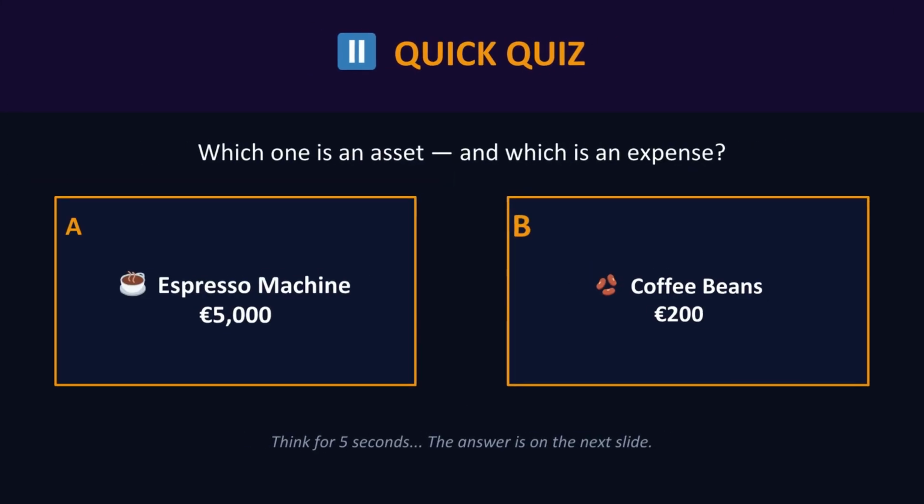Alright, quick quiz. I want you to actually think about this one. Which is the asset and which is the expense? Option A, the espresso machine, 5,000 euros. Option B, the coffee beans, 200 euros. Pause for 5 seconds if you want. Think about the key question. Which one provides value for more than a year? The answer is on the next slide.